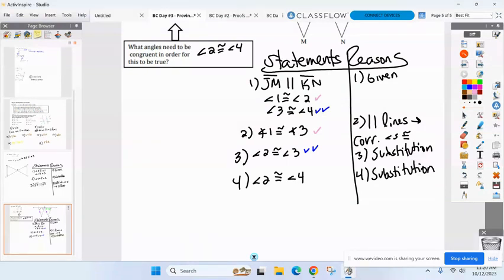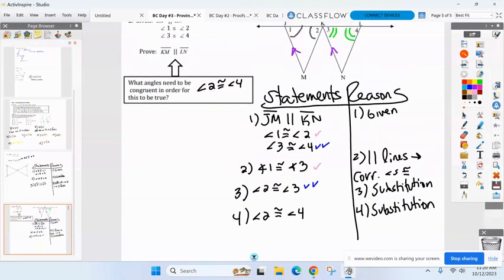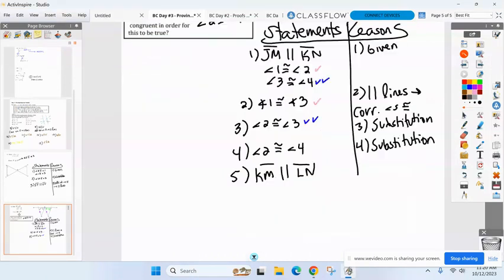Okay. You need 2. All right, now that I have 2 congruent to 4, that makes my lines parallel. 5 steps. When will we go to 6? Probably not in this unit.